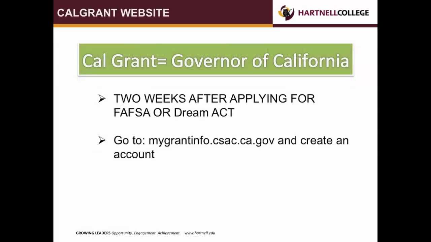Two weeks after applying for the FAFSA or the DREAM Act, you want to apply for the Cal Grant. You'll go to the Cal Grant website, mygrantinfo.csac.ca.gov, and create an account.